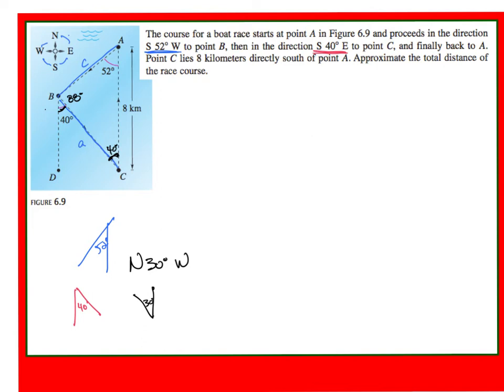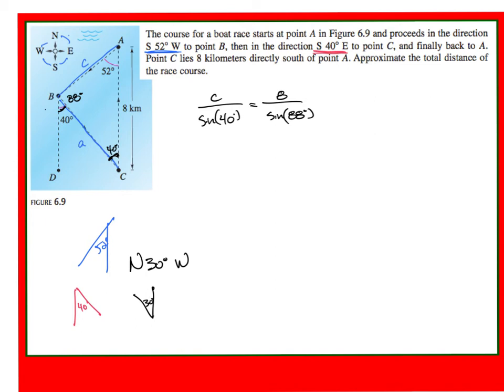Now, which one can we solve for? C and A. It doesn't really matter. So which one do you want to solve for? C. Let's solve for C then. So I'm going to have C over what? Sine of 40. Good. Is equal to 8 over sine of 88. Good. And then it's kind of one step.